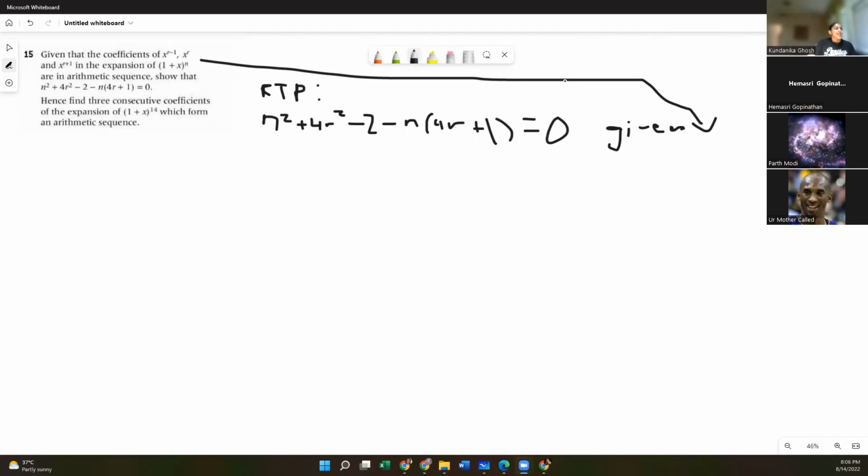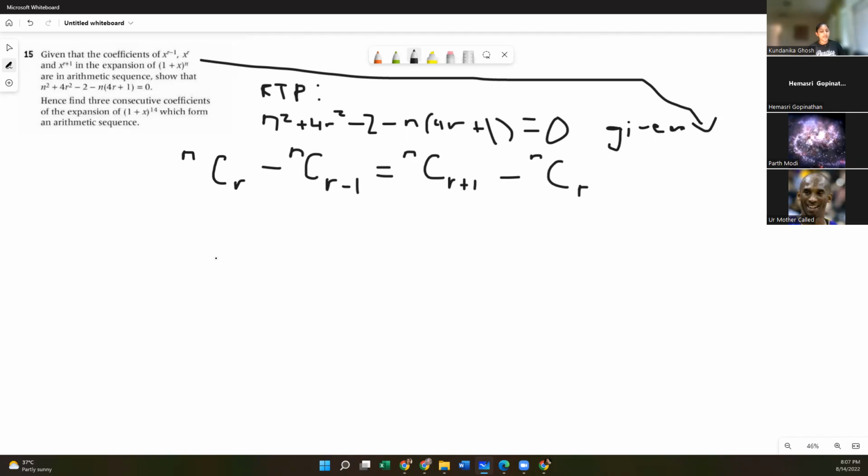Okay, so Hema, what I'm saying is x to the power of r minus 1, x to the power of r and x to the power of r plus 1 are in an arithmetic sequence. That means that the difference between n choose r and n choose r minus 1 is going to be equivalent to the difference between n choose r plus 1 and n choose r. Do you understand how we got that? I understood that.